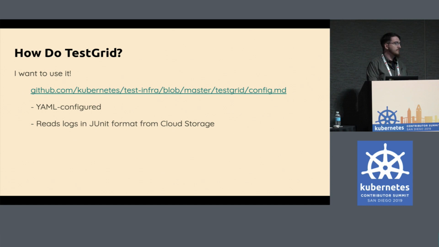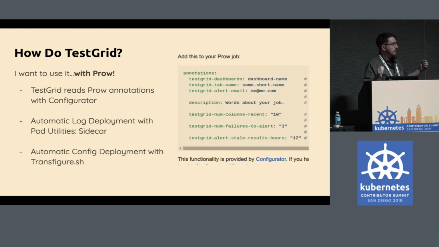That's all you need: a YAML configuration and JUnit logs somewhere, usually in cloud storage. And you can have the pretty graph. But if you are using Prow, which is an open source CI/CD system that the entire Kubernetes community uses, you need neither of those things because Prow will do it for you.